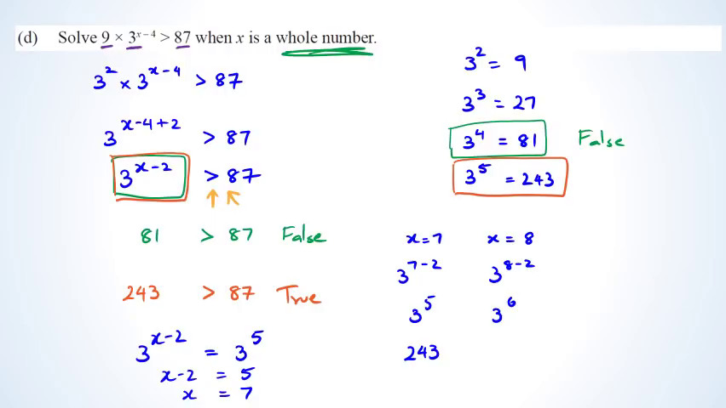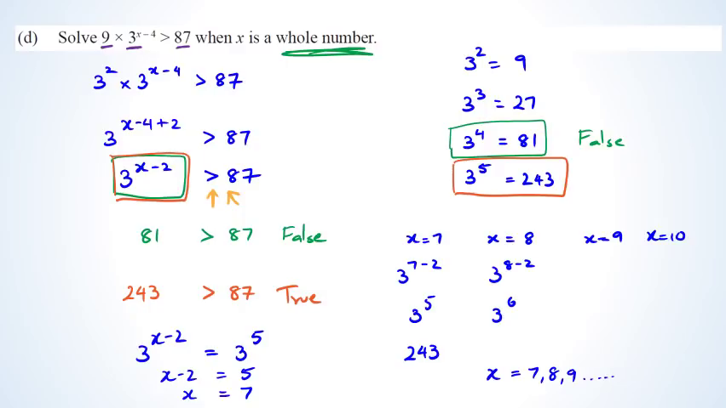Now, because I'm trying to do this without a calculator, I'm saying that this number is going to be bigger than 87. If I keep on going, x equals 9, x equals 10, all these numbers are going to be bigger than 87. So my final answer for all the values that x can be: x can be 7, 8, 9, and it can just keep going.